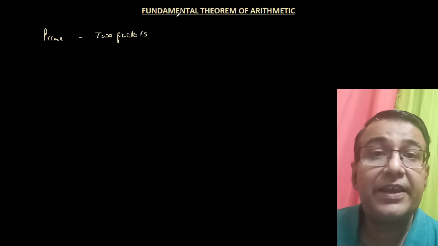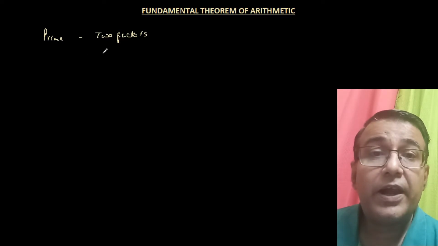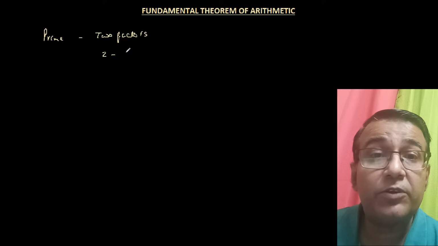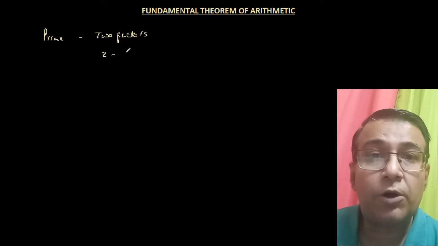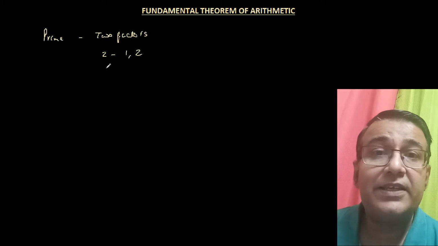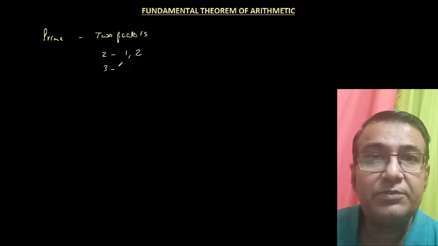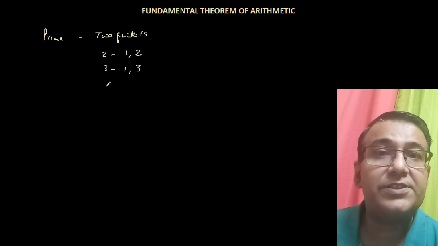Let us look at some examples of prime numbers. The first prime number is 2, and it is not only the smallest prime number, but also the only even prime number that we have. All other prime numbers are odd. What are the factors of 2? Just 1 and 2. As I told you, the number 1 is a factor and the number itself is a factor. The next prime that we have is the number 3. Again, it has a factor of 1 and the number itself, which is 3.